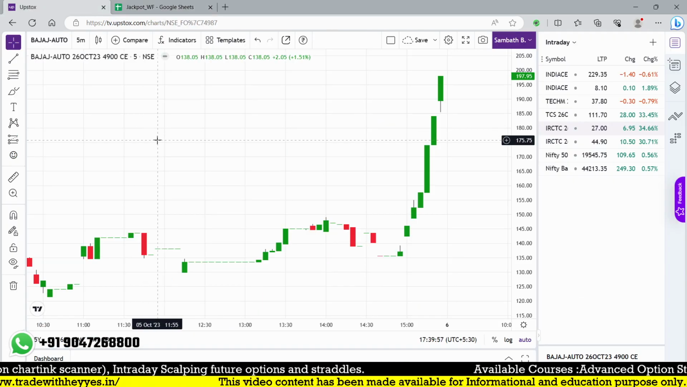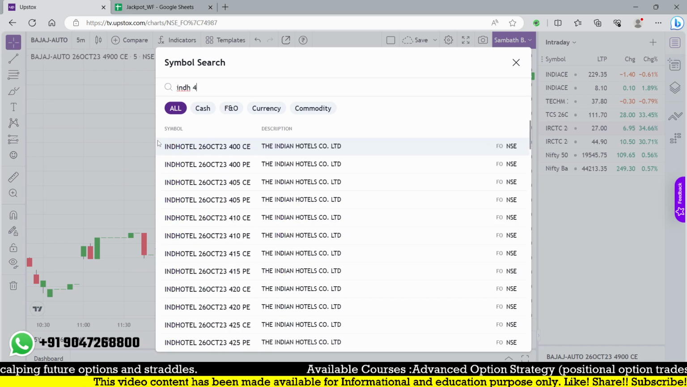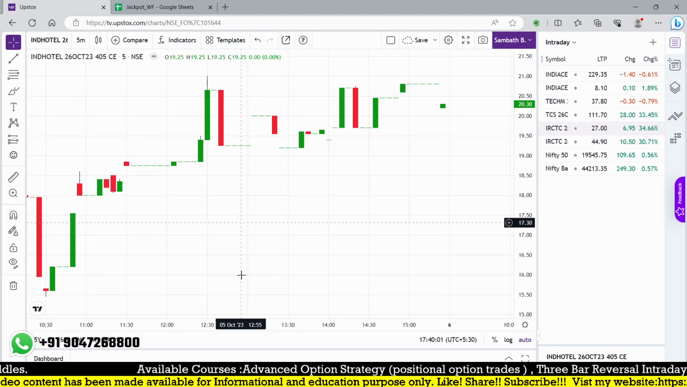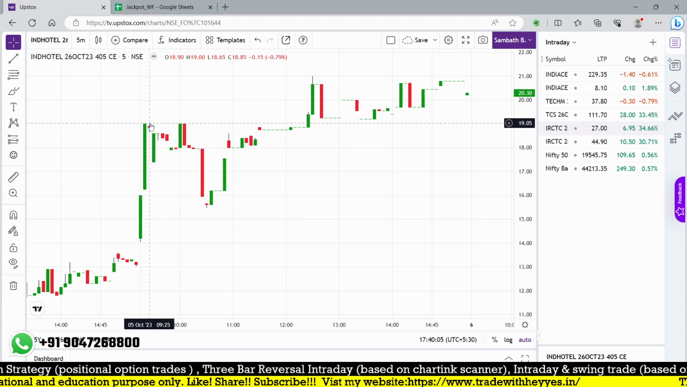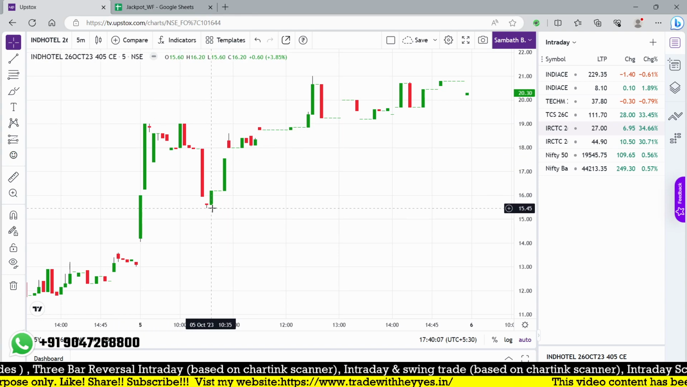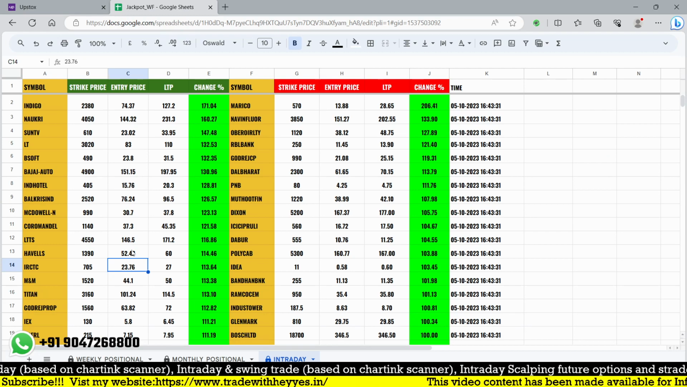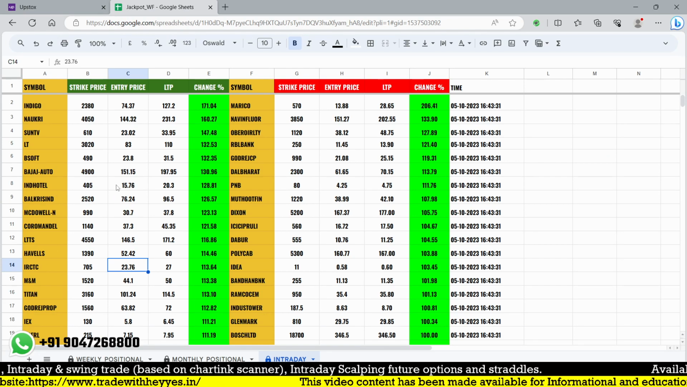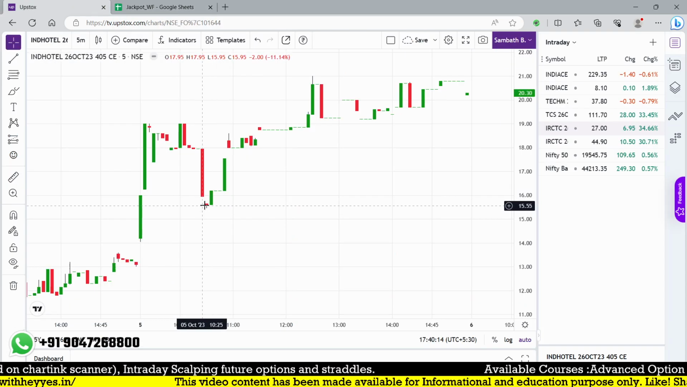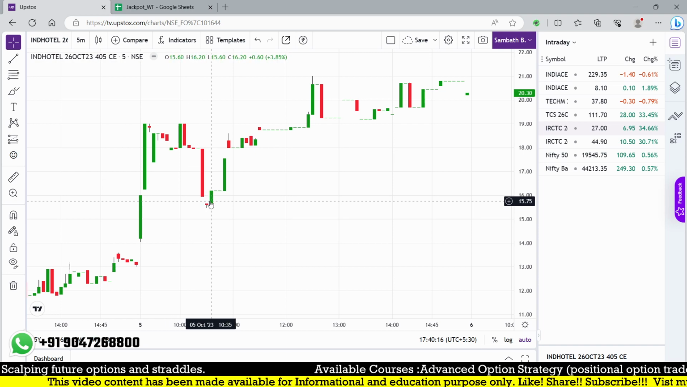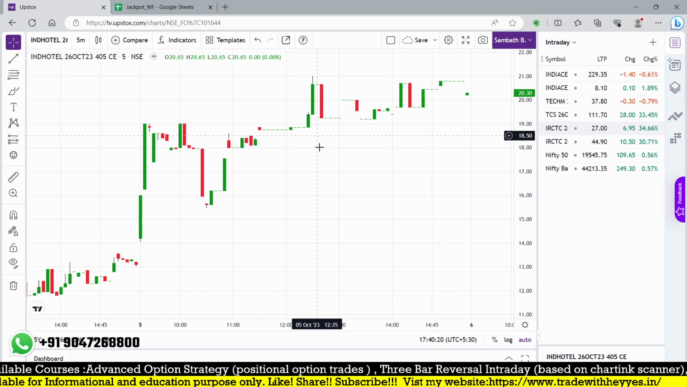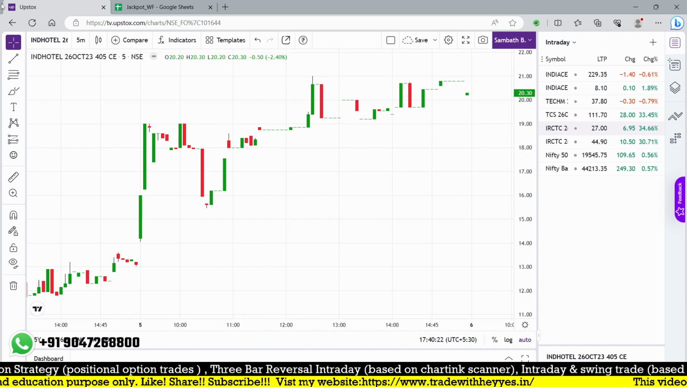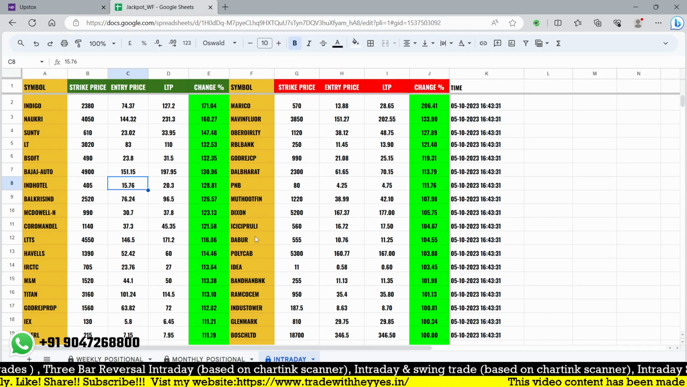Into the hotel 405, that's a call side. Look at the first candle, the first 5 minutes, the first 15 minutes trigger. Simply ignore it, but take the retracement which was given. 15.7. It made a low of 15.4, then the retracement entry at 15.7, and it went up to 21. So that is the opportunity if you are looking for one. You can easily find it in our intraday trades.